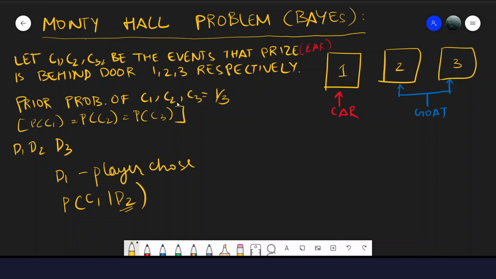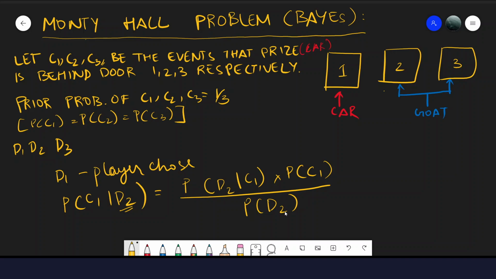C1 is the prior probability of a car being behind any one of them, and Monty opens door 2 to show that there is no car behind it. So we want to find the probability P of C1 given D2, that the car is behind door 1, given that Monty has opened door 2. Using Bayes' theorem, we can write this as P of D2 given C1 times P of C1, whole upon P of D2.